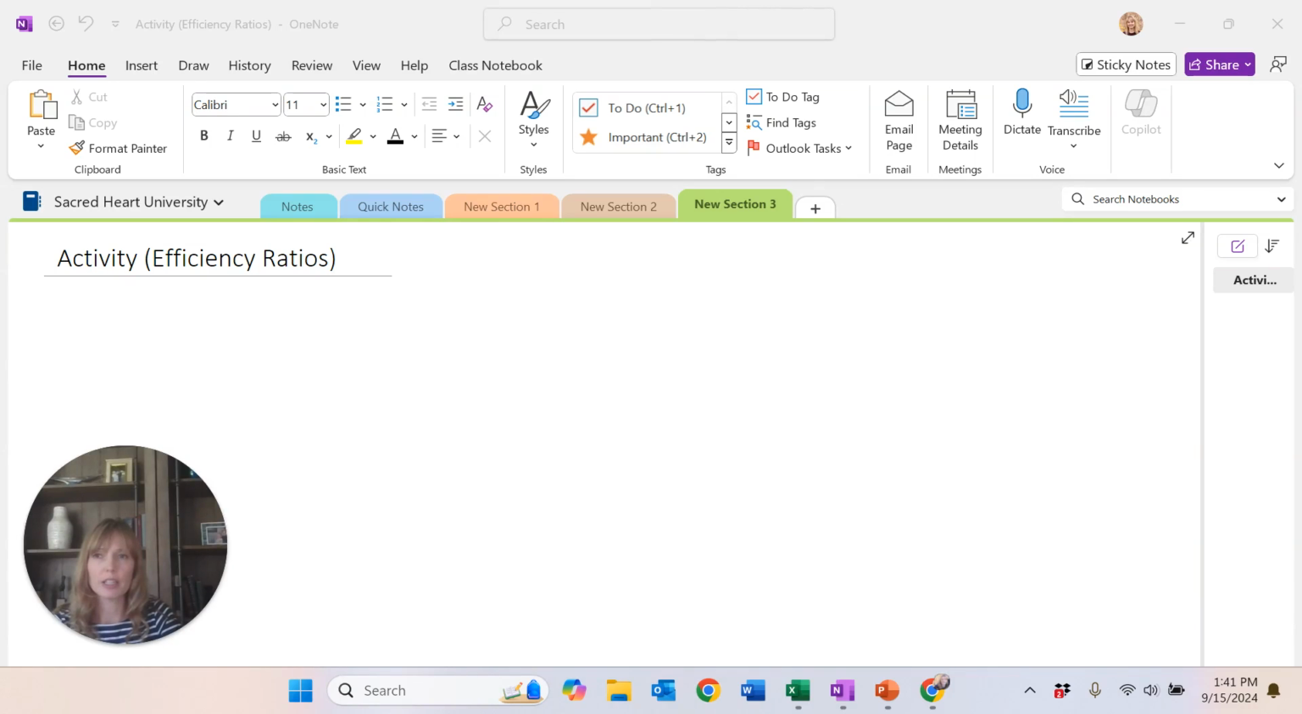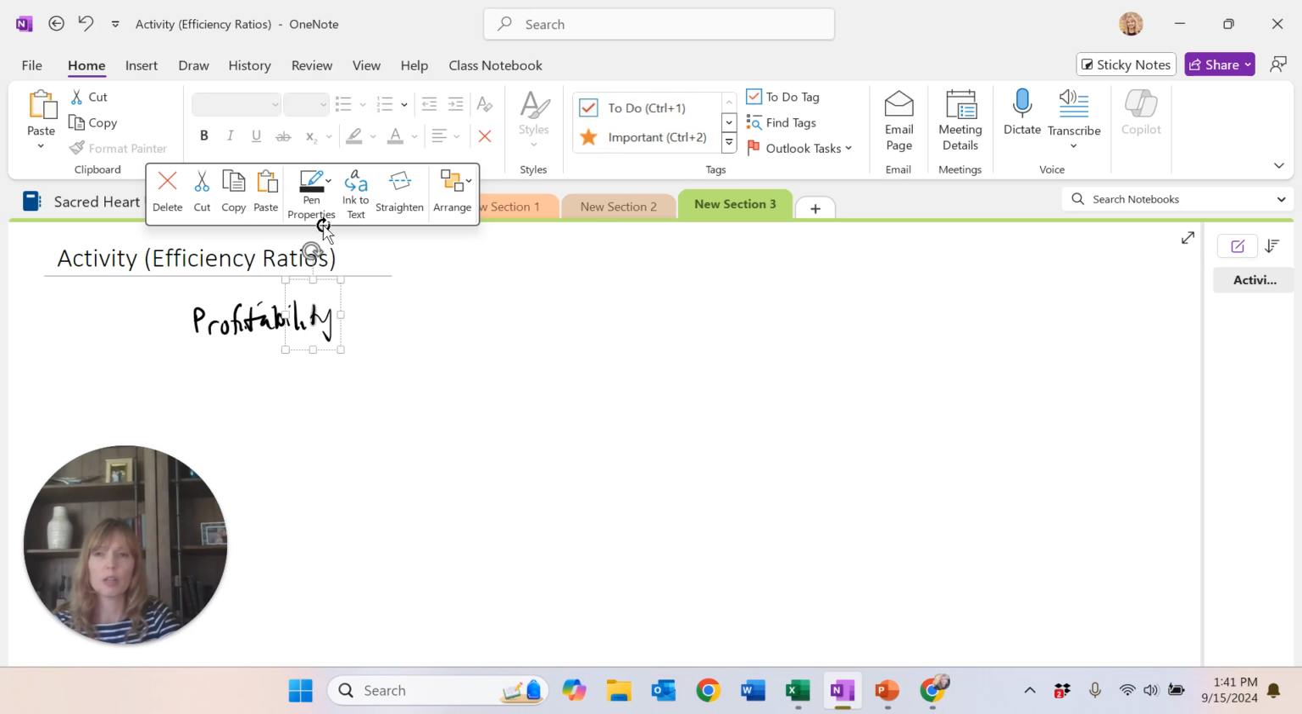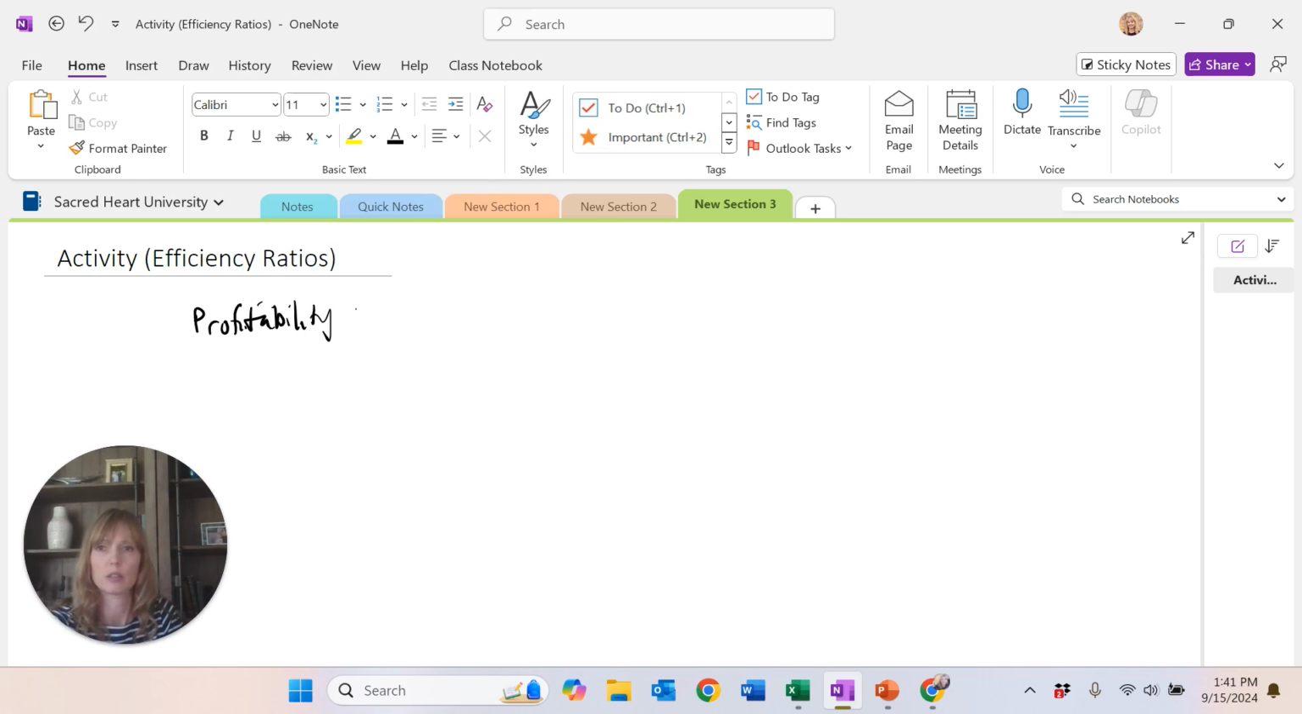In this video, we're going to be looking at activity ratios, also known as efficiency ratios. These can be used to measure both profitability as well as liquidity. And liquidity meaning, how is the company doing with its cash? Does it have enough cash in order to pay its bills as those bills become due?